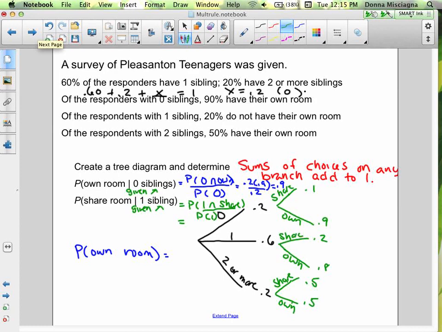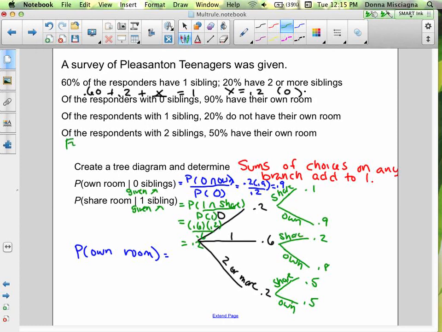All right, so probability of 1 and share, that would be 0.6 times 0.2, divided by the probability that you have one sibling, which is 0.6. Well, if you multiply 0.6 times 0.2 and then divide it by 0.6, you're going to end up with 0.2. So with a conditional probability, just choose the branch and look at the probability at the end. All right, so it's a little different. I'm going to actually write that down.